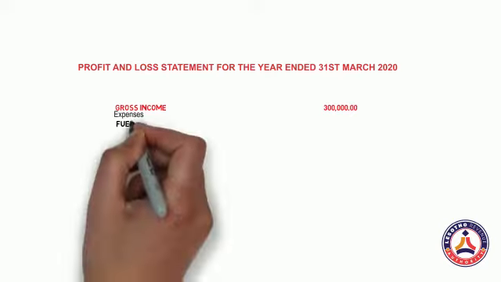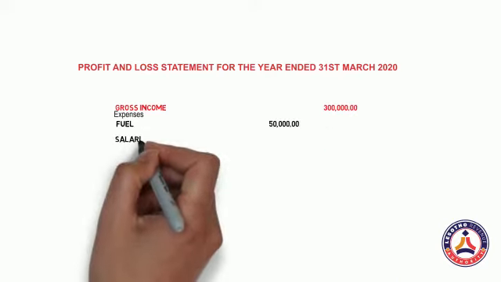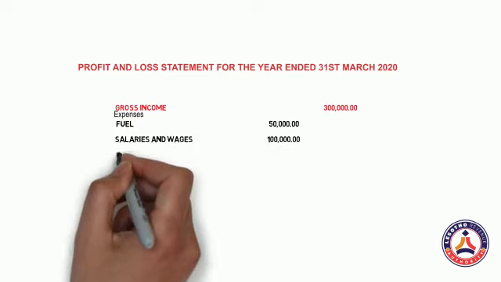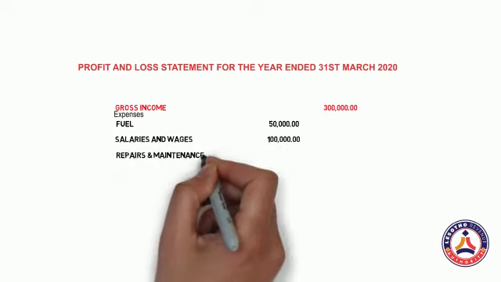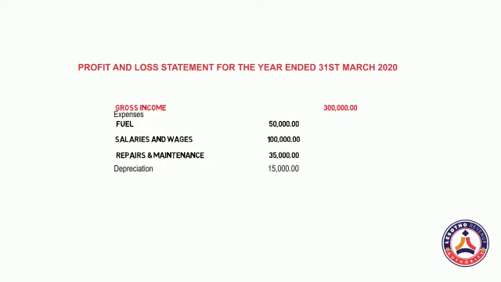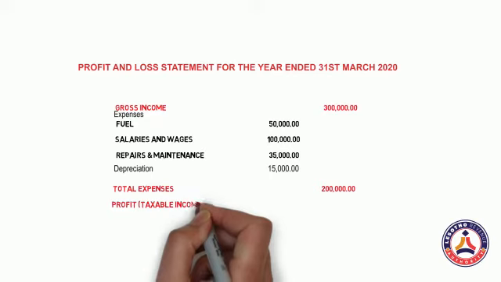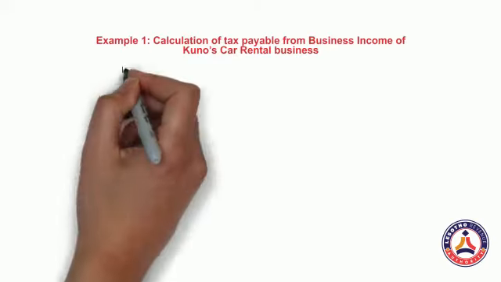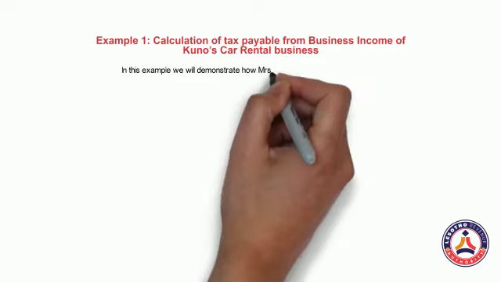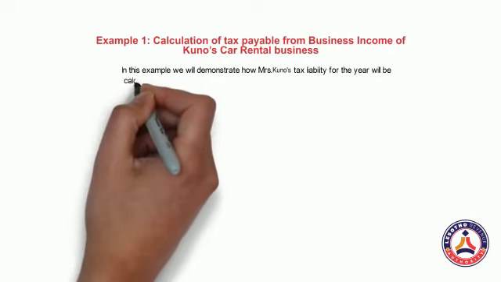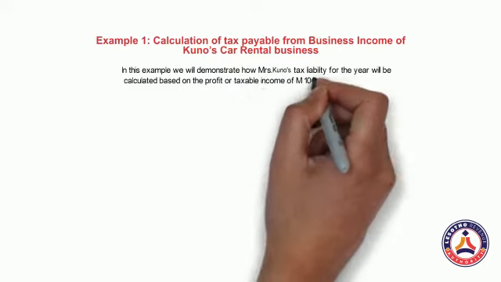Profit and loss statement for the year ended 31st March 2020. Gross income 300,000. Expenses: fuel 50,000. Salaries and wages 100,000. Repairs and maintenance 35,000. Depreciation 15,000. Total expenses 200,000. Profit, taxable income 100,000. In this example, we will demonstrate how Mrs. Kuno's tax liability for the year is calculated based on the profit or taxable income of 100,000 maloti obtained above.